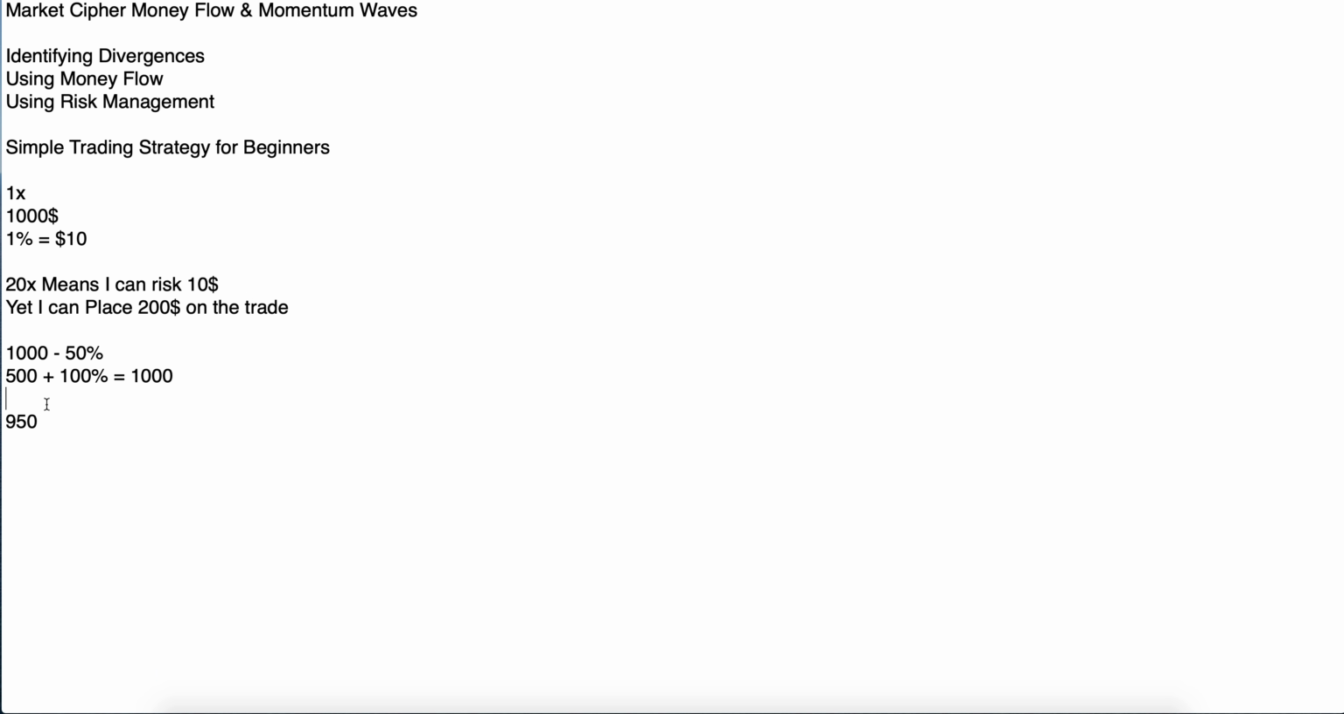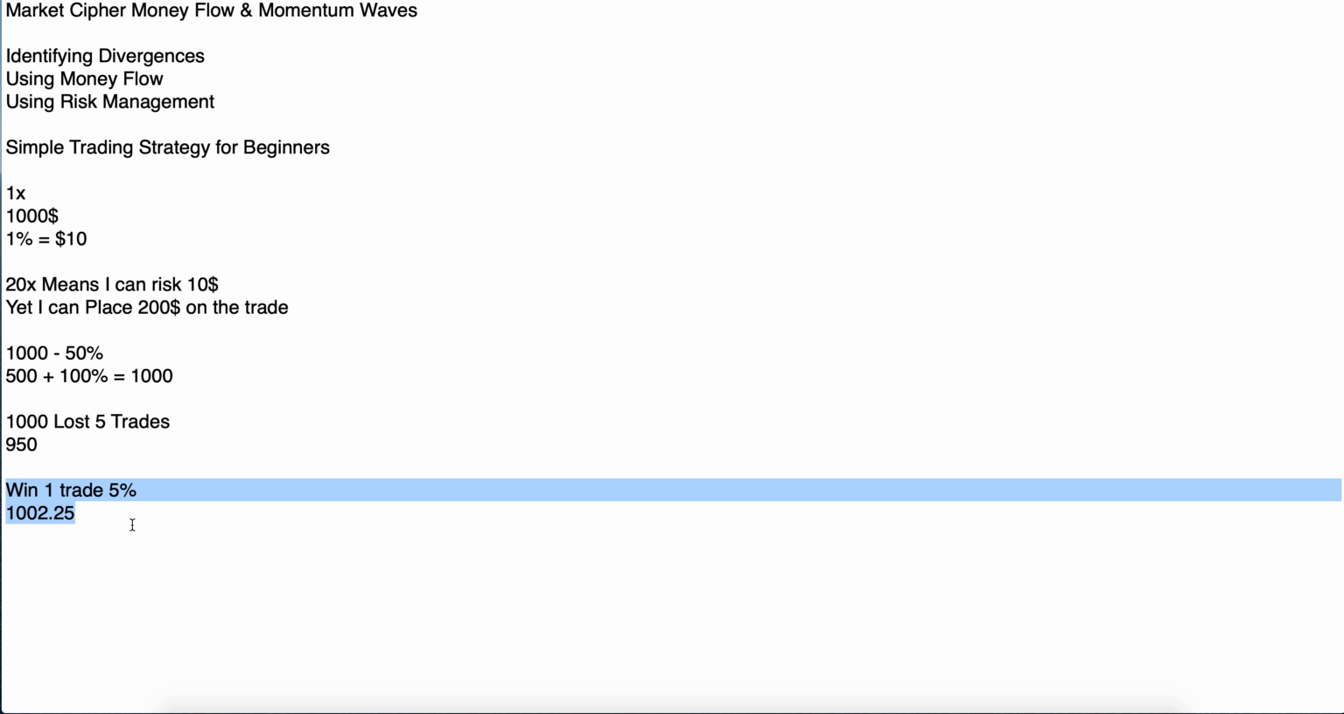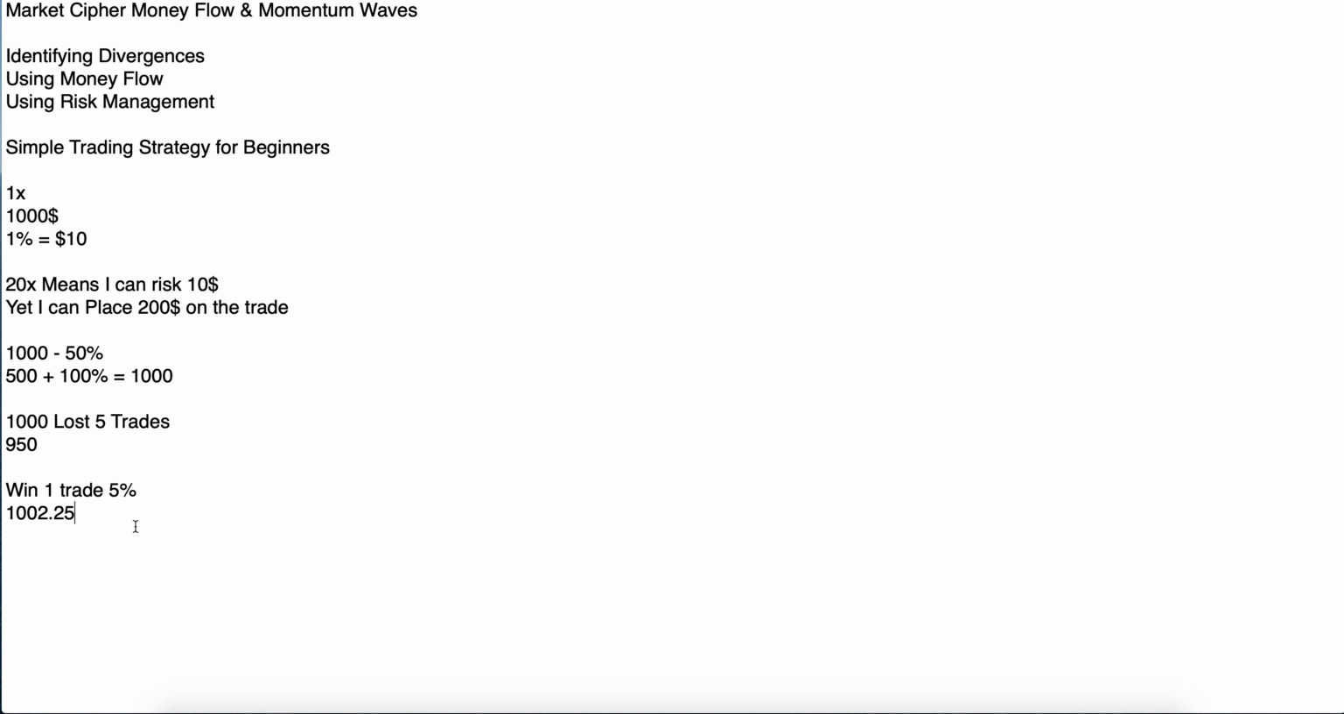So we lost 5 trades, right? We had $1,000, lost 5 trades, about $950, okay? Win one trade at 5%, and now we have $1,002.25. So you see that you lost 5 trades and won a single trade, and you're still in the green. This is why risk management is so important, and this is why it's very important you only risk 1% at a time.